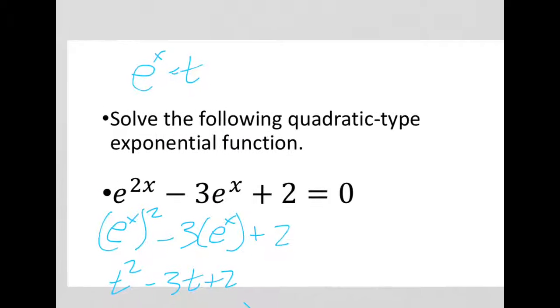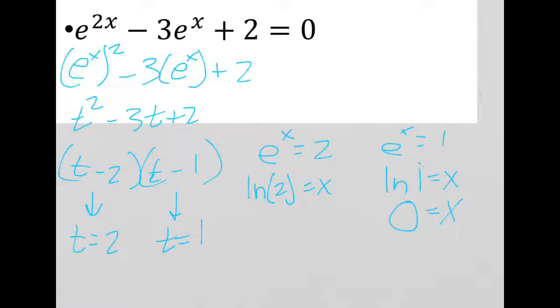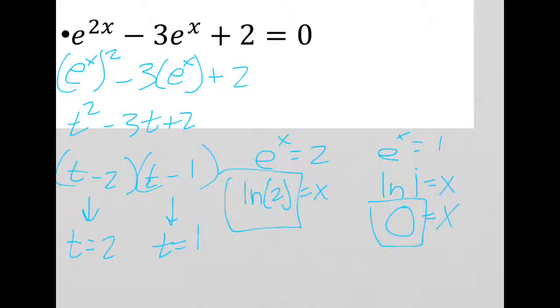But think about what we said. We said t is e to the x. So really we have e to the x equals 2 and e to the x equals 1. So then what is x? Well, rewrite this as a log and get the natural log of 2 equals x, and the natural log of 1 equals x, which I can simplify without a calculator. Natural log of 1 is 0. Natural log of 2 I cannot simplify in my head, so I'm going to leave it as that. But these are two solutions to this quadratic thingamabobber here. Kind of cool.